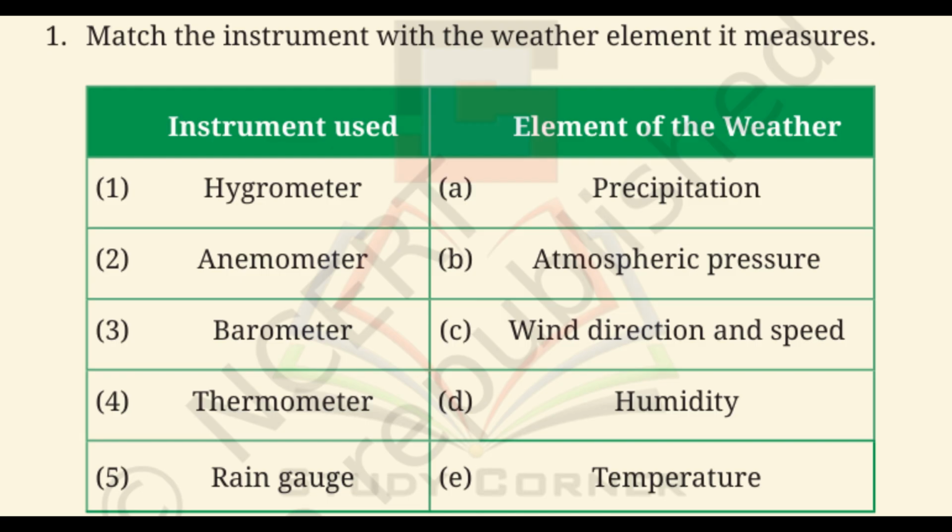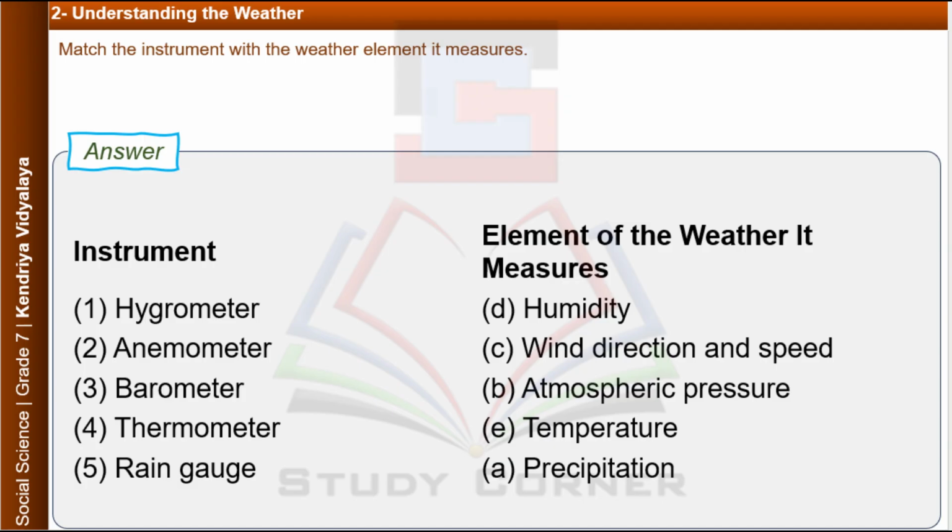Page number 42. Questions and activities. Match the instrument with the weather element it measures. Answer: 1. Hygrometer, humidity. 2. Anemometer, wind direction and speed. 3. Barometer, atmospheric pressure. 4. Thermometer, temperature. 5. Rain gauge, precipitation.